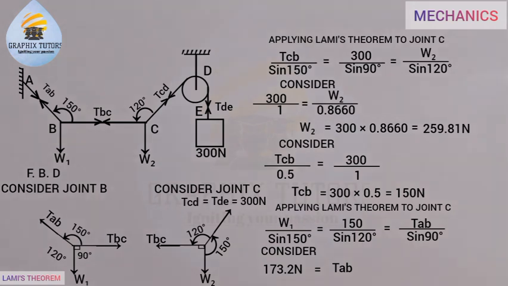So we know that my W1 is equal to 86.61 Newton, my W2 is equal to 259.81 Newton, my TCB is equal to 150 Newton, my TAB is equal to 173.2 Newton, right? And these are the tensions along the string.